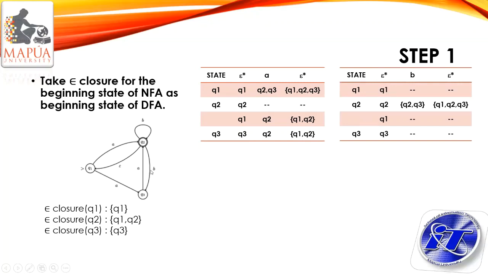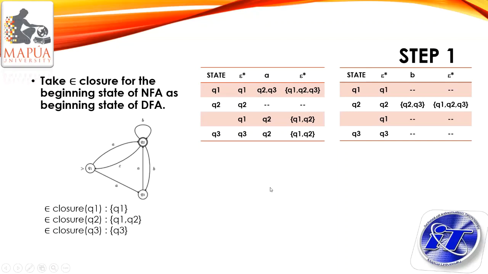If it's B at Q1, there's no path, so that's why it's dash dash. Q2, if it's B, could loop within Q2 or go to Q3, so Q2, Q3. And we know that Q2 is equivalent to Q1, Q2. Therefore, the final path for Q2 at B is Q1, Q2, Q3. At Q1, if it's B, no path, same as with Q3 at B, no path. So this will be the final transition table for this epsilon NFA.